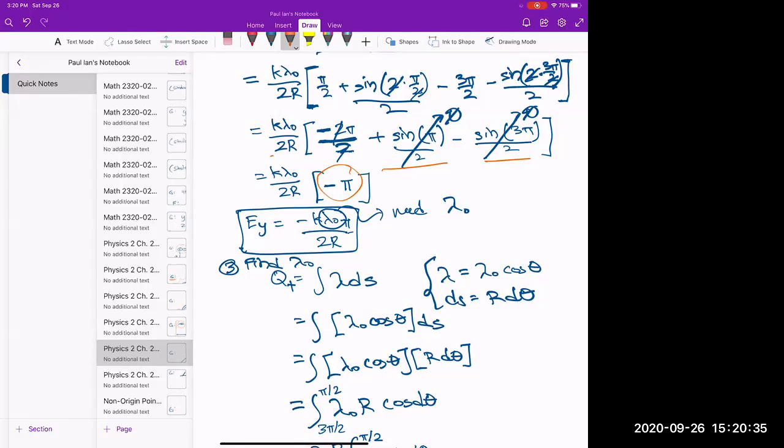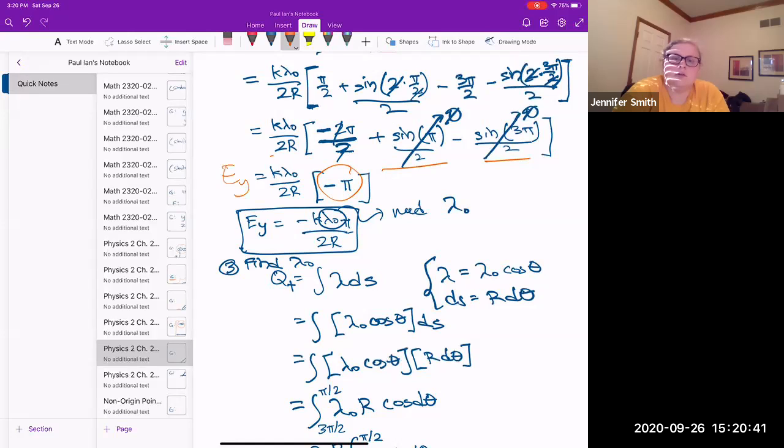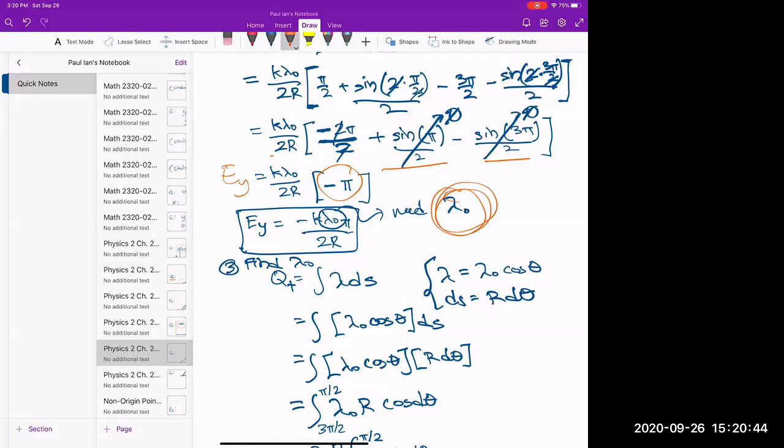After getting that negative pi, you take a look at this equation. This is the equation now, because this is E_y. You still need the lambda naught. You have K, you have R, but you don't have this one.